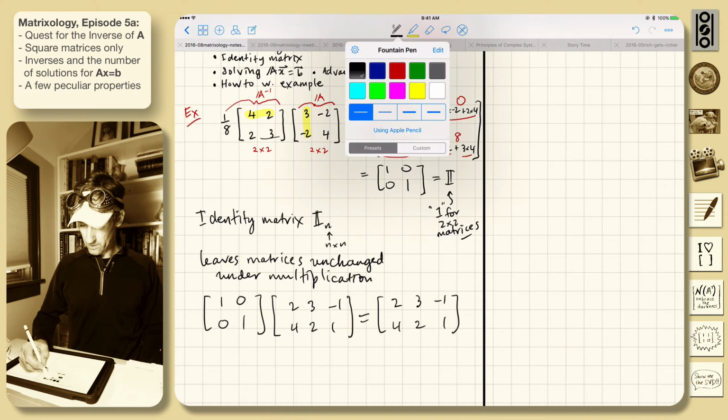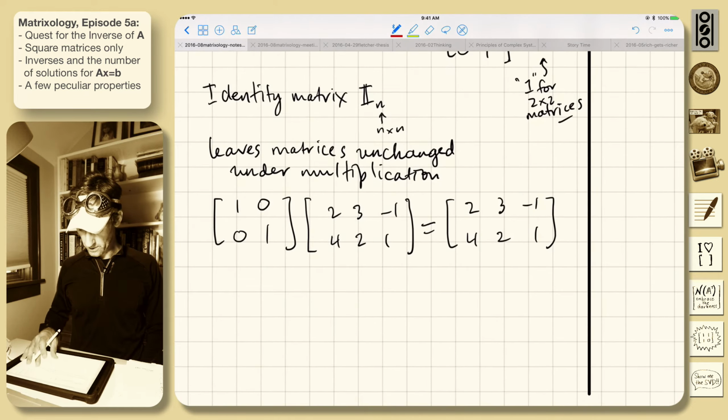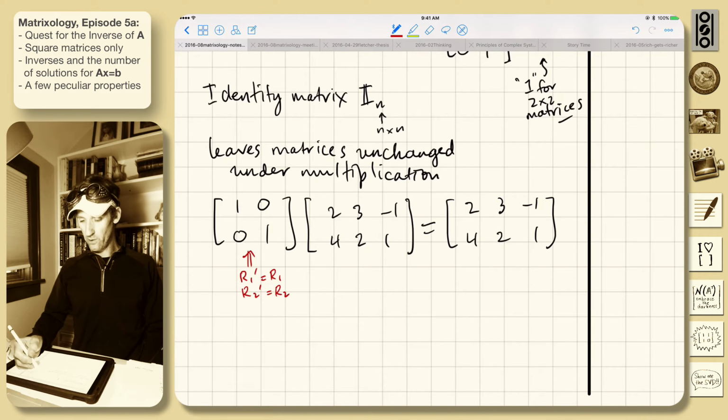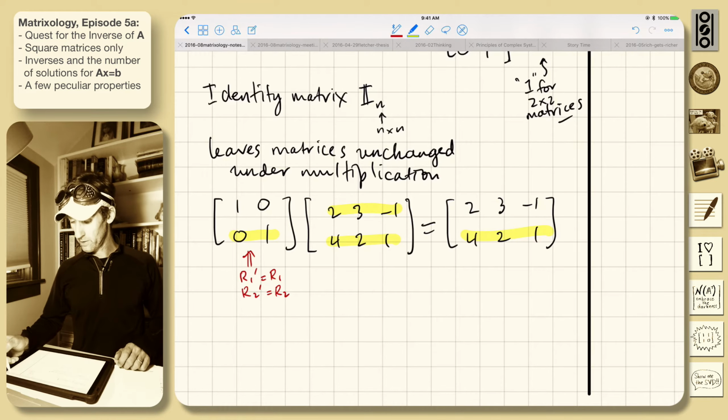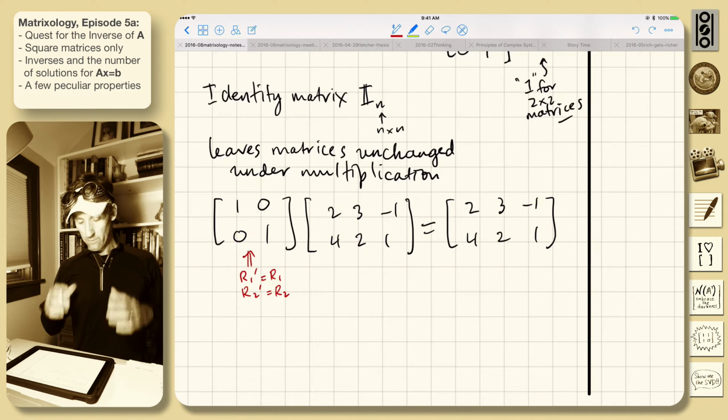So maybe use the row operation story here. So this is saying row 1 prime equals row 1 and row 2 prime equals row 2. These are new ways of thinking about things, I guess, if you've seen matrices before, right? So 0, 1 along the bottom says I want 0 of the first row, 1 of the second row, and that becomes my new second row, which just means don't change it. So really nice to see that.